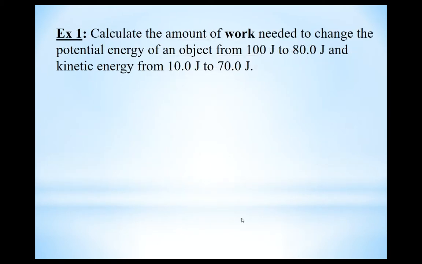Okay, so let's apply this now. It says calculate the amount of work needed to change the potential energy of an object from 100 joules to 80.0 joules and the kinetic energy from 10.0 joules to 70.0 joules. It doesn't really tell me what kind of force is doing the work here. So if it's not being very specific about the work being done, I would immediately default to thinking of the work done by an applied force.